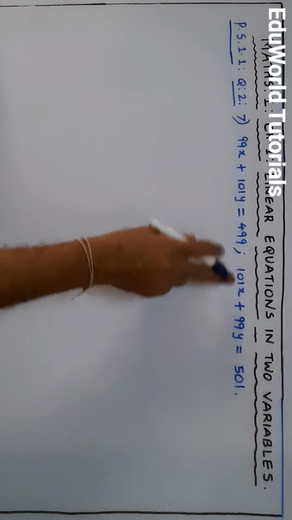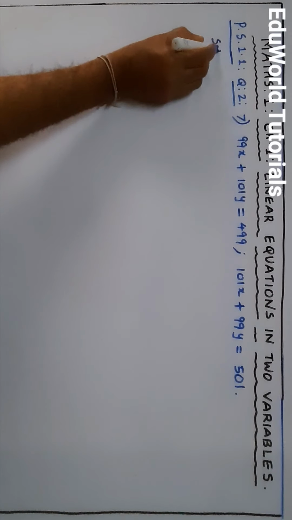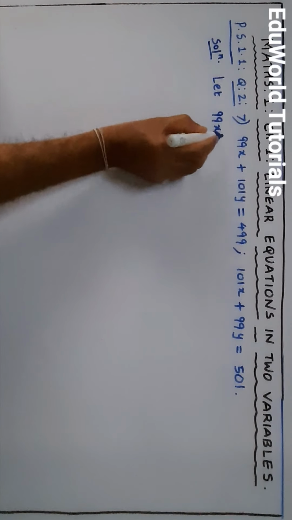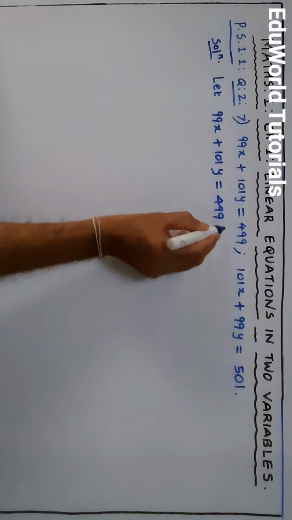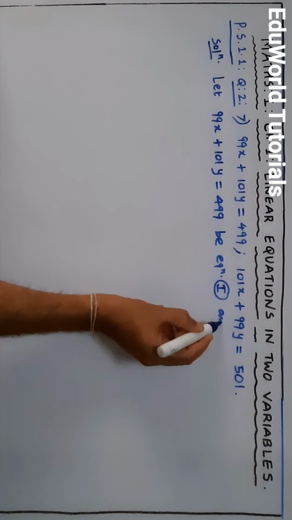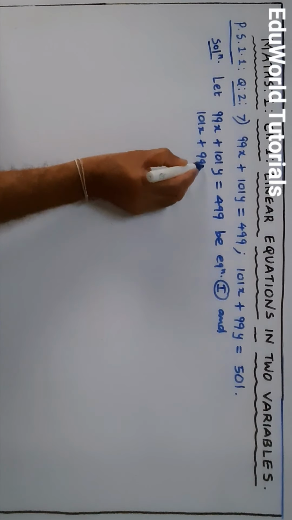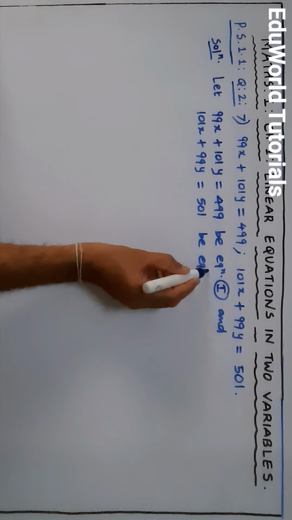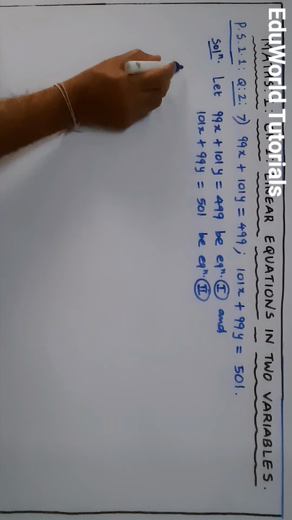First of all, we number the equations using Roman numerals. So in the solution, what will you write? Let 99x plus 101y is equal to 499 be equation first, and 101x plus 99y is equal to 501 be equation second. Use Roman numerals here. Now you know what we have to do.